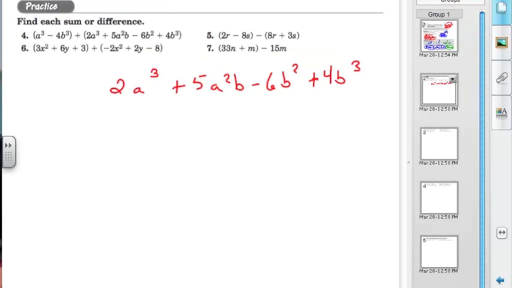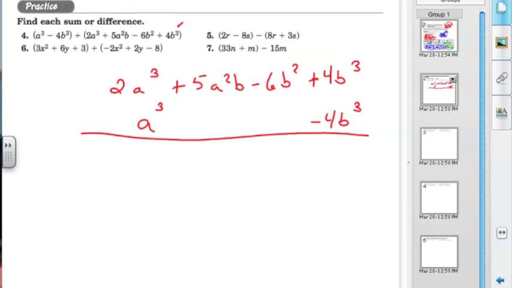All right. So this is taken care of. Now I need to look at the first one. I have a cubed. So I find where a cubed is, and I put it here. A cubed. And then I have minus 4b cubed. So I find where the b cubed is, way at the end. So I subtract 4b cubed.